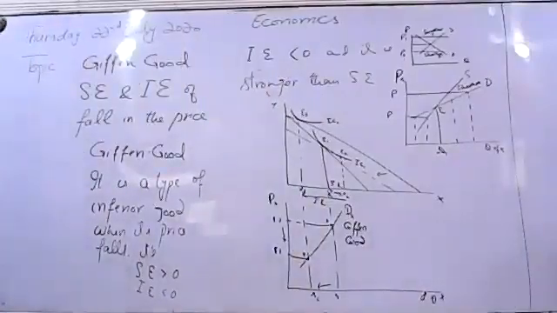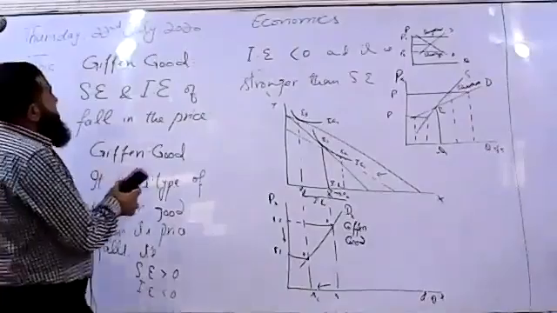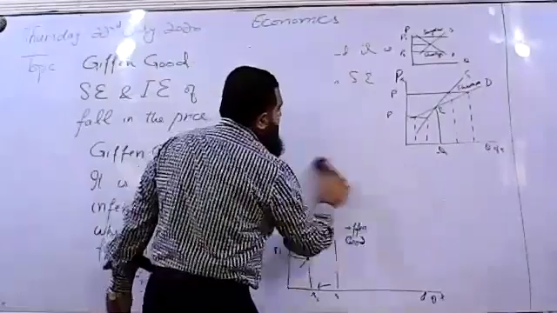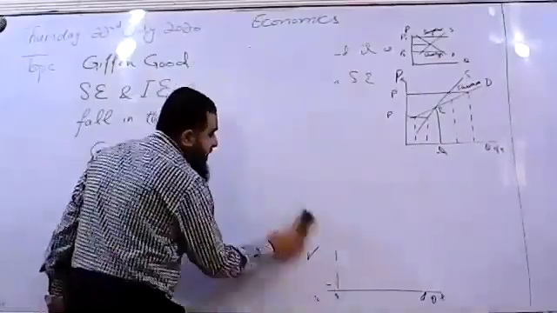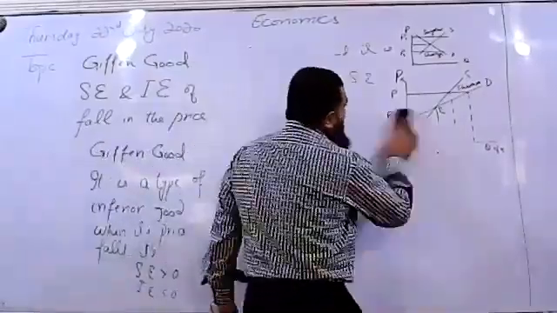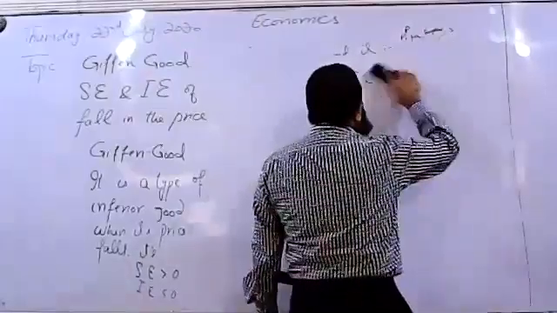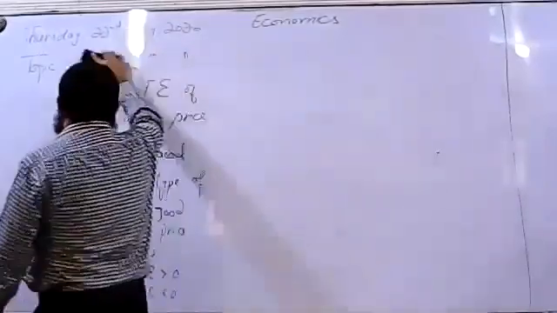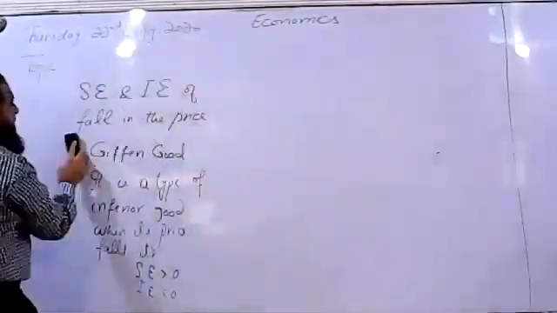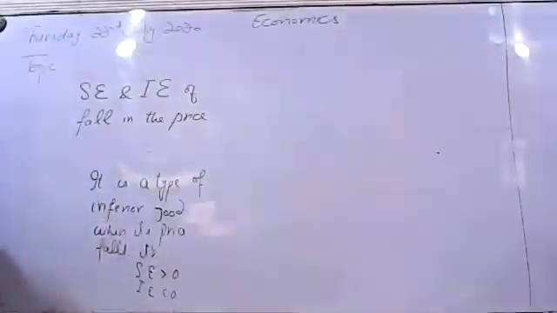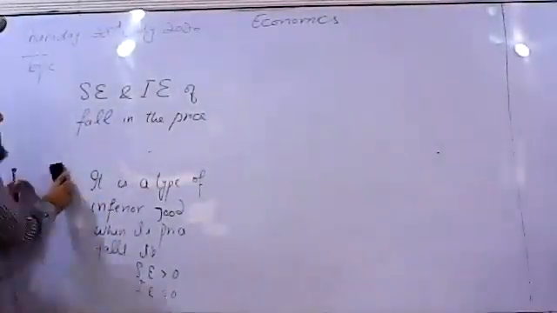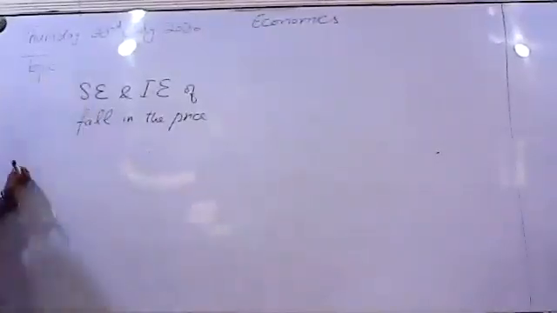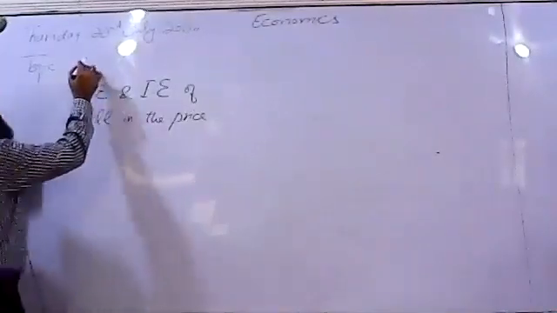Now I give you another type of good, that is an inferior good. It is also inferior, but it is not a Giffen good. Why is it not Giffen? Although its income effect is negative, it is not stronger than the substitution effect. Here I'm now writing an inferior good. It is only an inferior good, not a Giffen good.